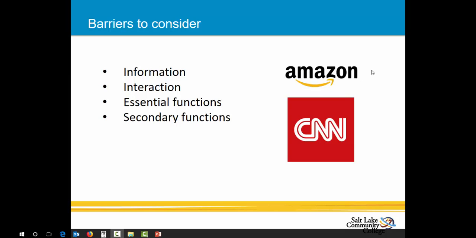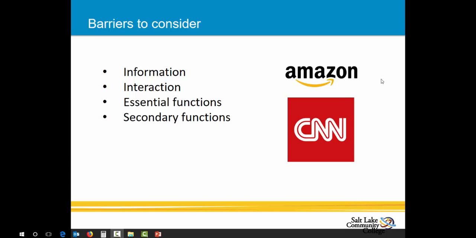So first, for example, Amazon, if I really boiled it down to a primary function, I'd say it's about making purchases. Secondary functions of Amazon could be writing reviews. They could be watching movies, reading books. There's other functions of Amazon.